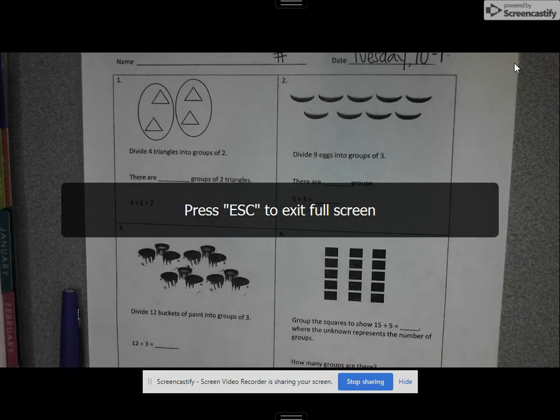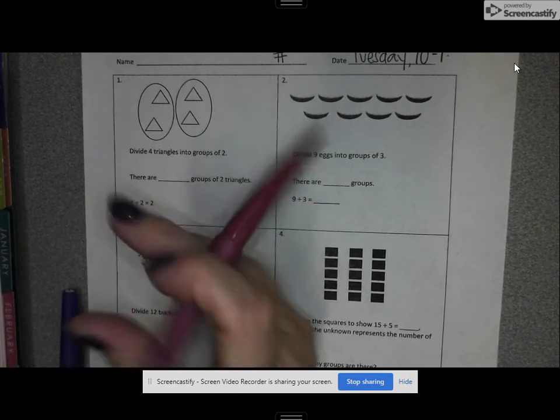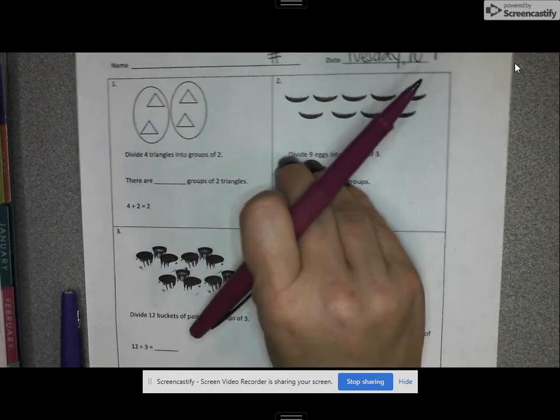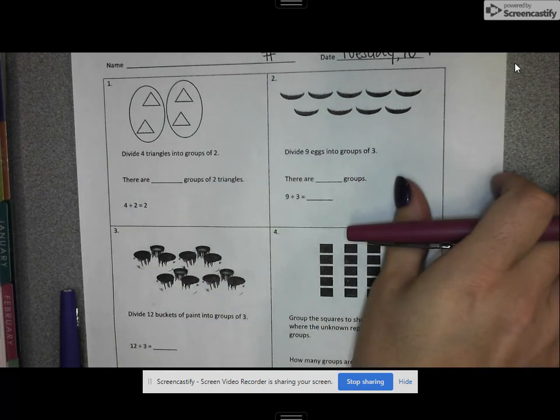All right, we have started going over concepts of division this week. What we did yesterday and today is we just took a big number and broke it down into equal groups and then tried to see how many of an item is in each group.